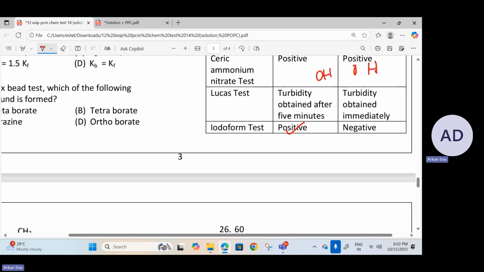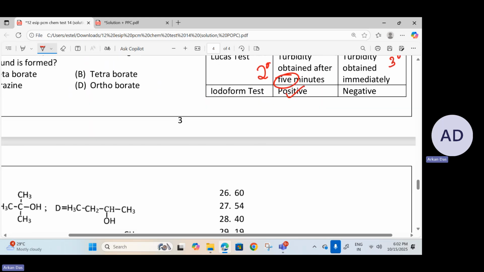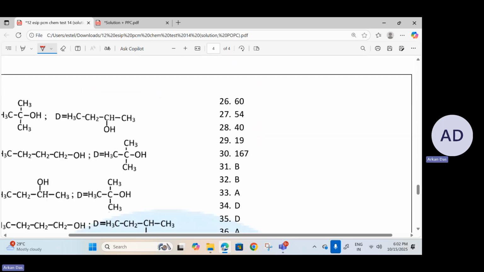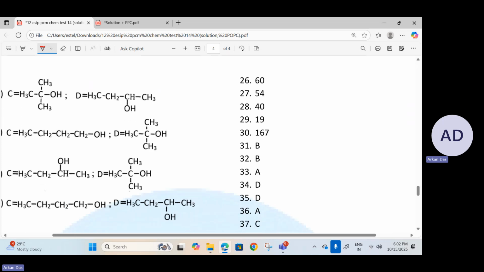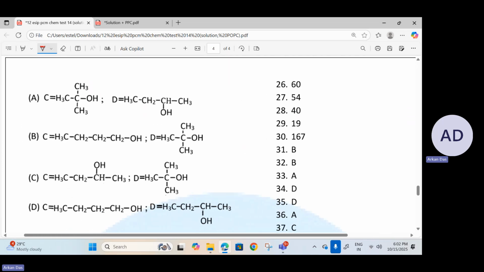Lucas test, it gives a result after 5 minutes, means it's a secondary alcohol. And this one is a tertiary alcohol, correct? Because it gives immediately. So let's see the options. In the options, D is tertiary alcohol for option B and C. So either B or C is the answer.